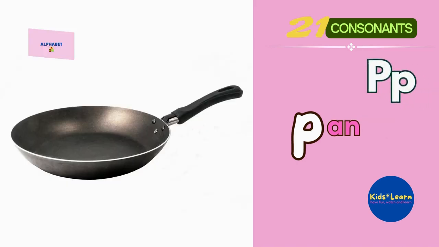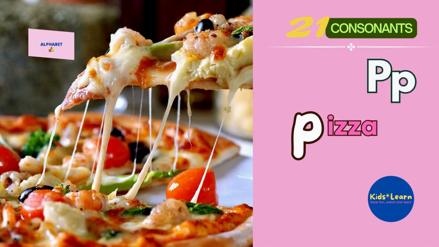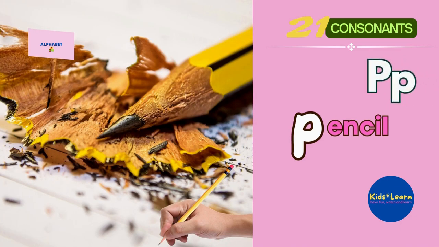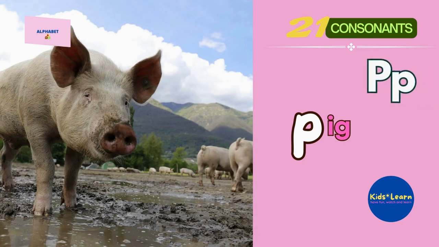P is for parrot. P is for pan. P is for pizza. P is for pencil. P is for pig.